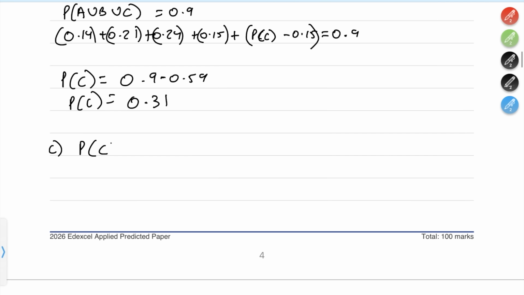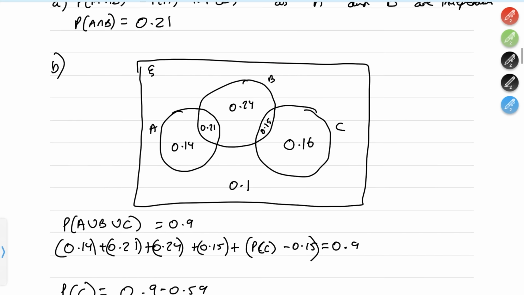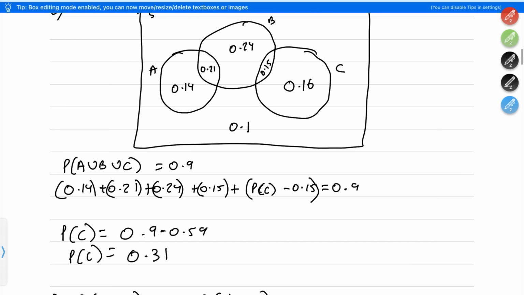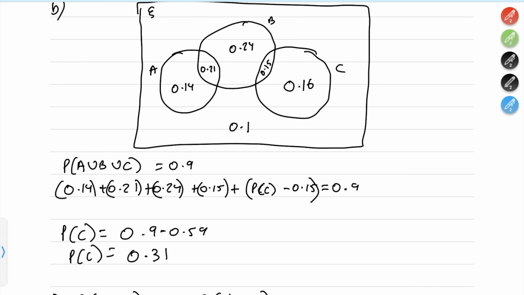So the probability of not C, given that B occurs. Let's write the formula out. So probability of the complement of C intersection B over the probability of B. So let's think now, not C intersection B. I'm going to highlight not C in red. So not C will be this value here, this value here, this value here, and this value here.